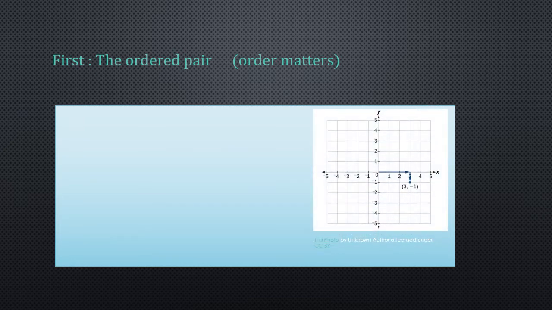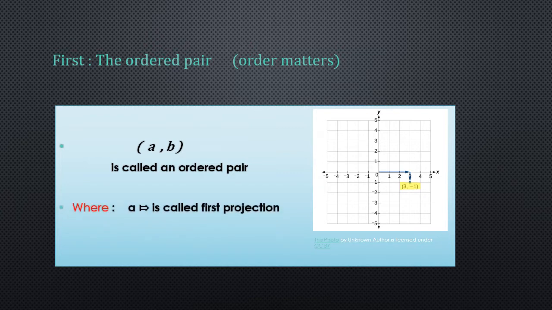You have seen the ordered pair in the graph, like this point, 3 and negative 1, and you used to call it a point. But now this point will represent for us the ordered pair in this form. This form is called the ordered pair (A, B), where A is called the first projection and B is called the second projection. So the ordered pair consists of two brackets, two projections, and they are separated by a comma.